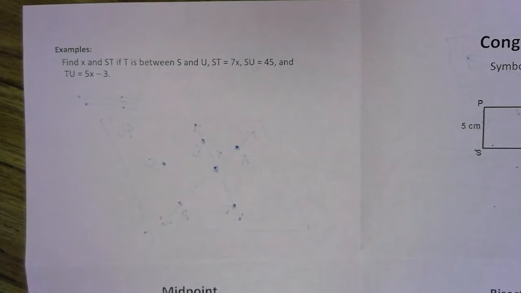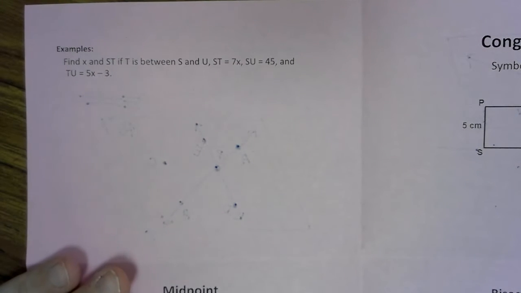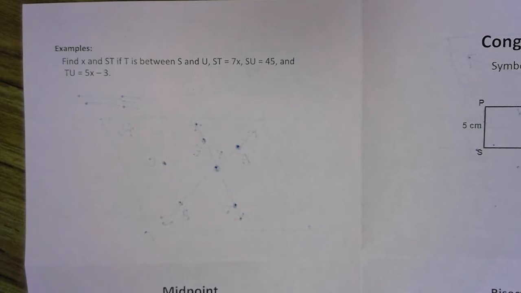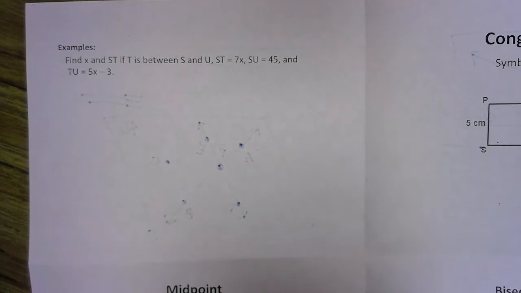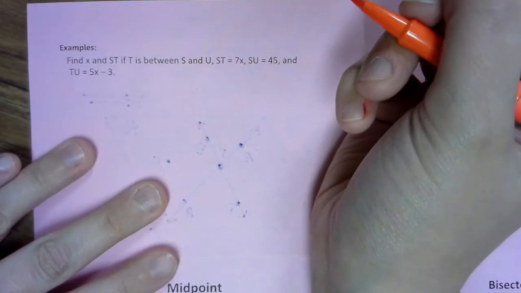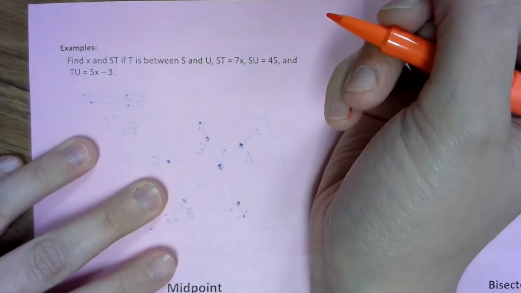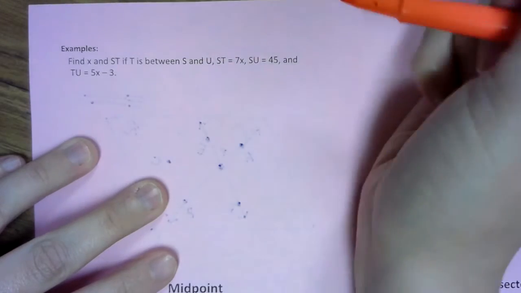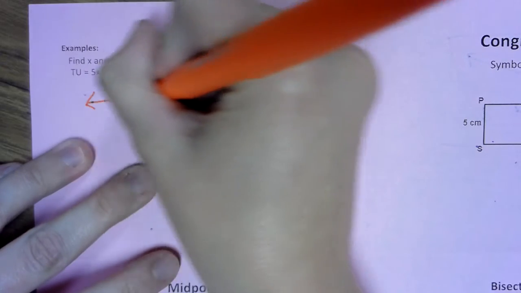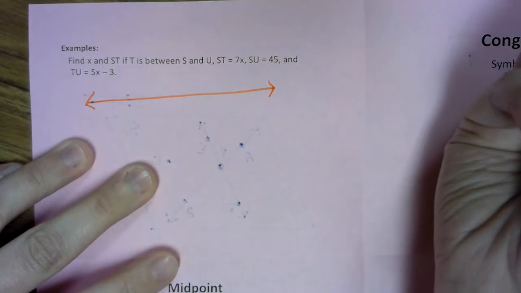Got a couple more examples for you. Look at this one. So here goes that betweenness stuff again. This problem just doesn't have a picture. So it says find x and ST if T is between S and U. Okay, I'm going to stop reading right there. So I'm going to draw a line. I don't know if this is a line. I don't know if this is a line segment. It doesn't tell me, but I know I've got some points, T, S, and U, and I know that T is between S and U. I'm going to draw mine as a line because I don't know. It doesn't matter. Yours can be a line segment.